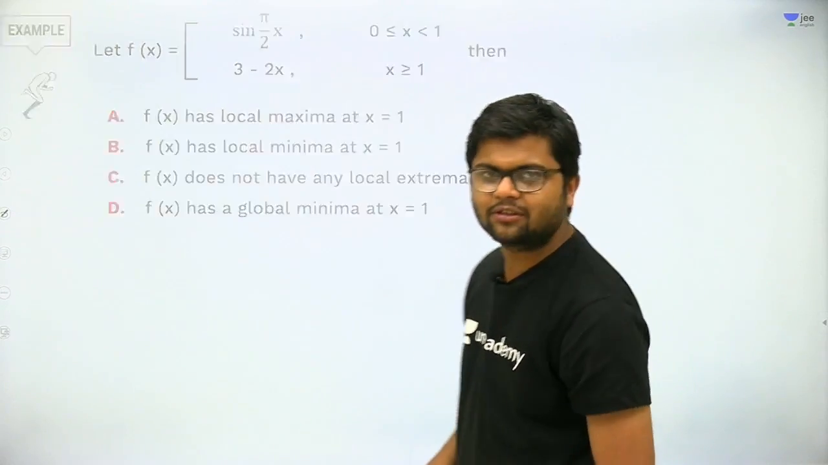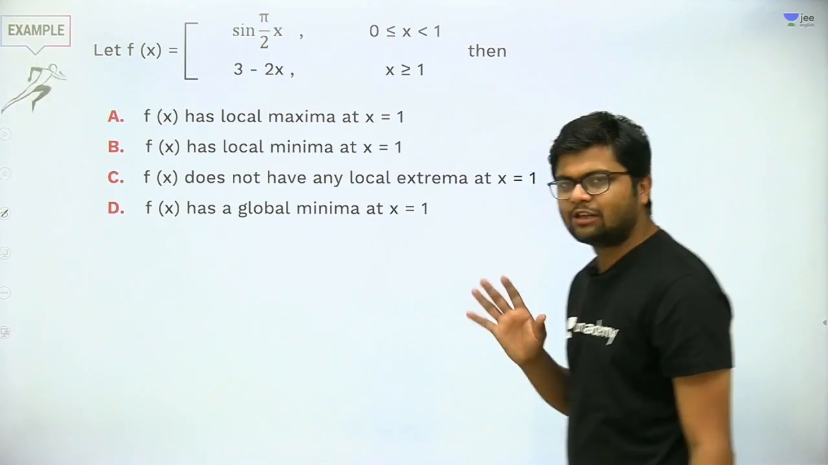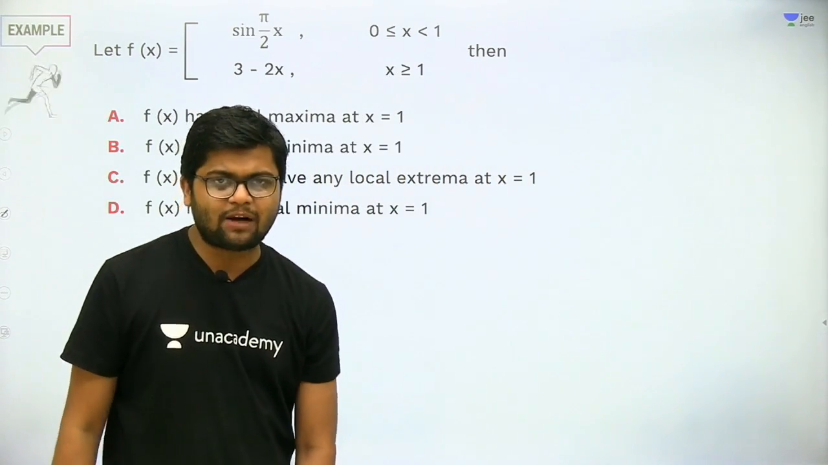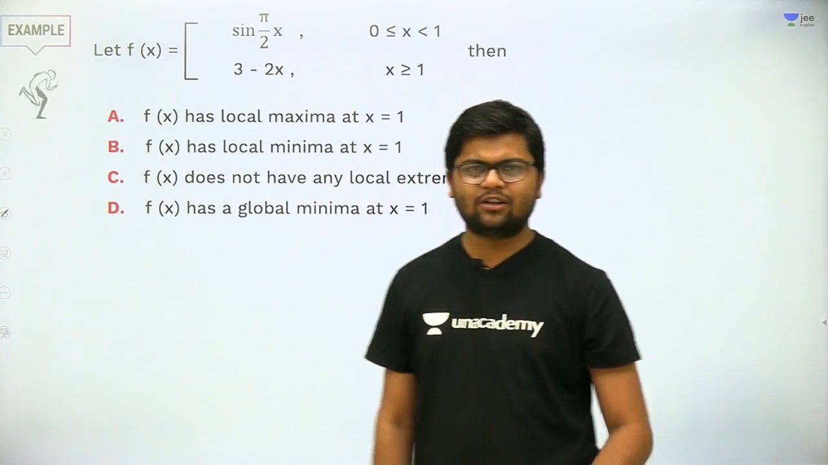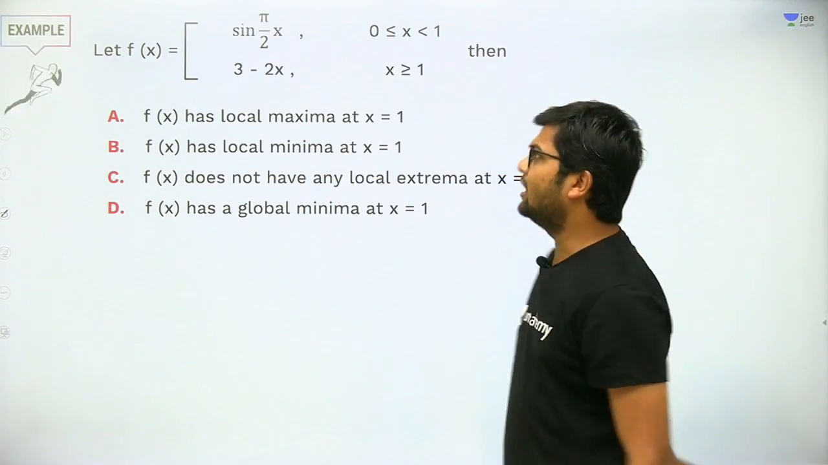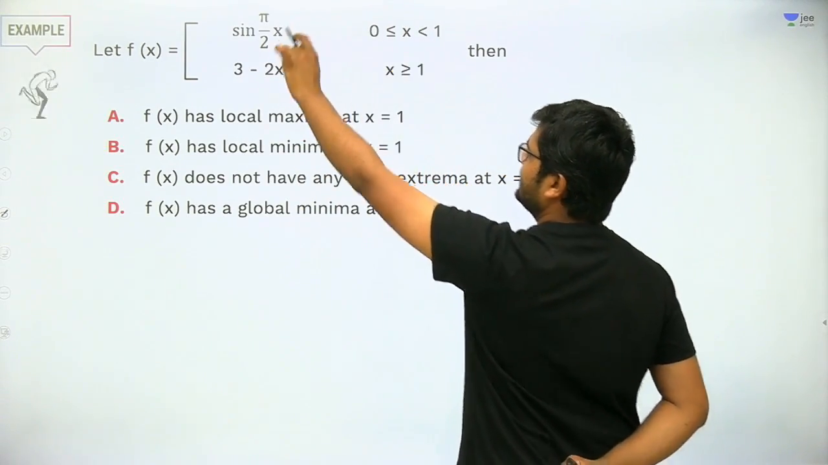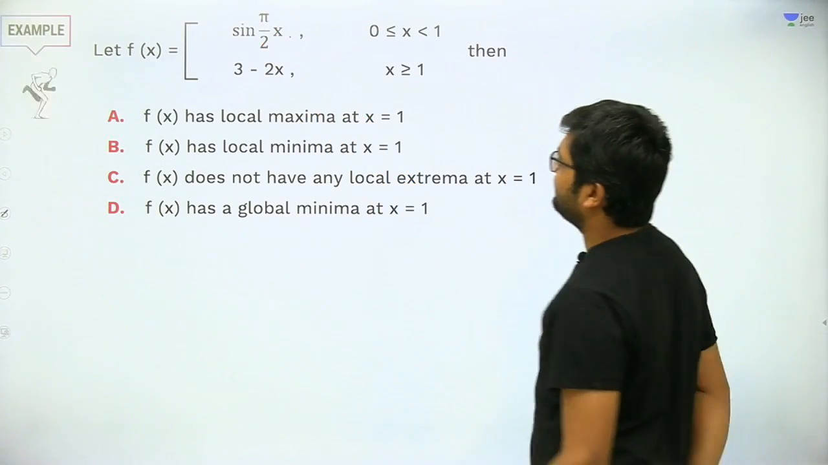Let's start with the next question. This is also a very fundamental question. You must know the definition of maxima and minima to solve this type of question. Sine of pi by 2 x if x goes from closed 0 to open 1, and if x is greater than or equal to 1, f(x) becomes this. Now just look at that. If x goes from 0 to 1, this argument goes from 0 to pi by 2.